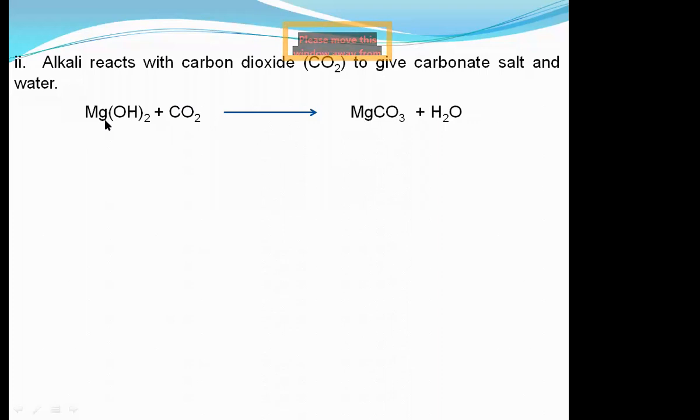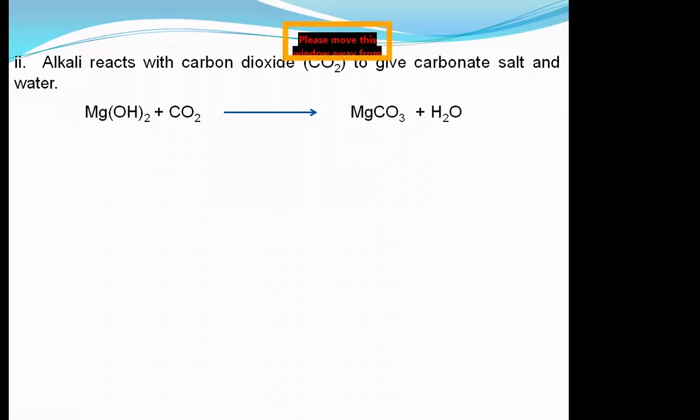Sir, can you repeat the last statement which you said? I want to repeat it again. Magnesium hydroxide is a compound. Carbon dioxide is a compound. So compound and compound, we learned that compound and compound is a double displacement reaction. It is a double displacement reaction.